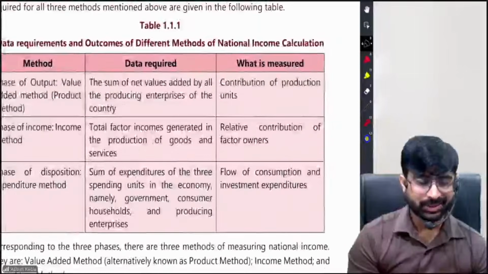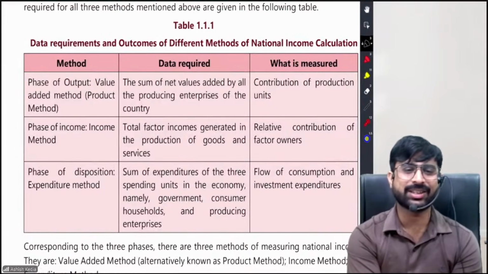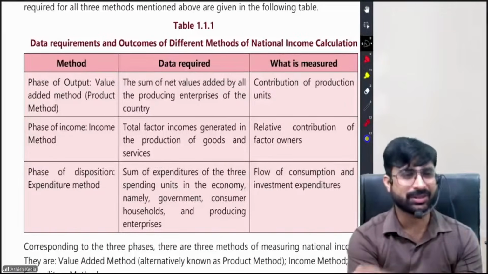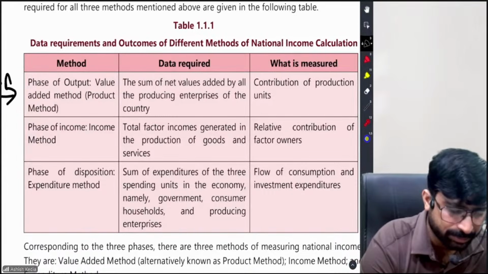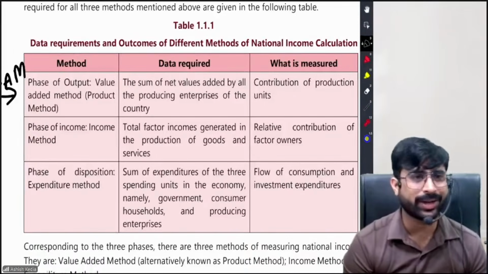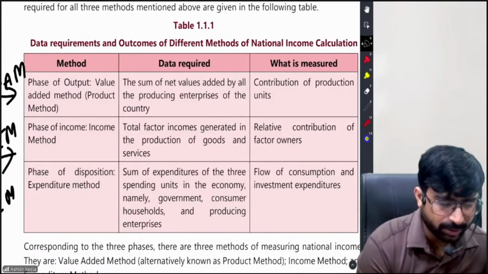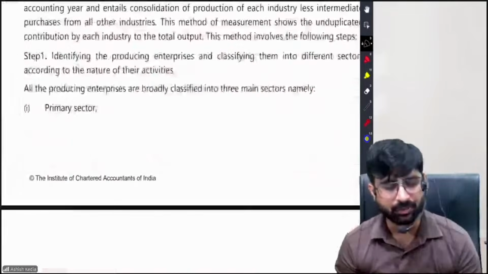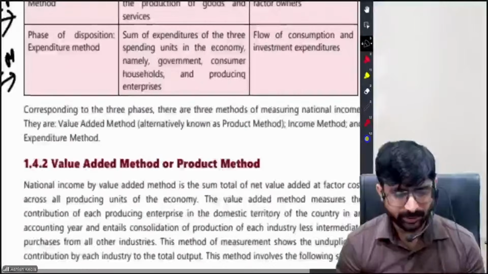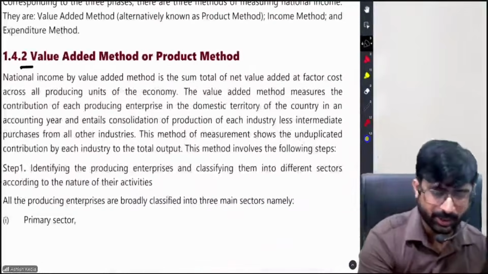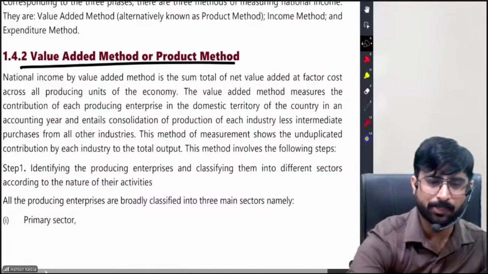Now, students, to measure national income, how many methods are there? Three methods. First is the value added method, VAM, or output method or product method. Second is the income method, and the last one is the expenditure method. There are three different methods to do so. I will first of all be talking to you about the value added method or product method.